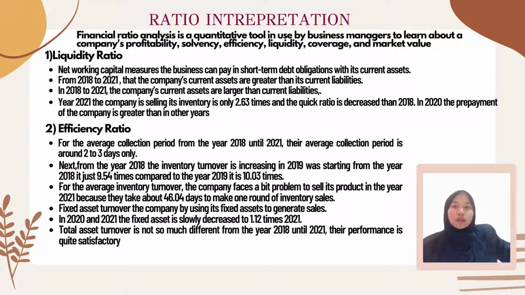Next, fixed asset turnover shows the company using its fixed assets to generate sales. In 2020 and 2021, the fixed asset turnover slowly decreased to 1.12 times. Total asset turnover is not too different from 2019 until 2021. Their performance is quite satisfactory.